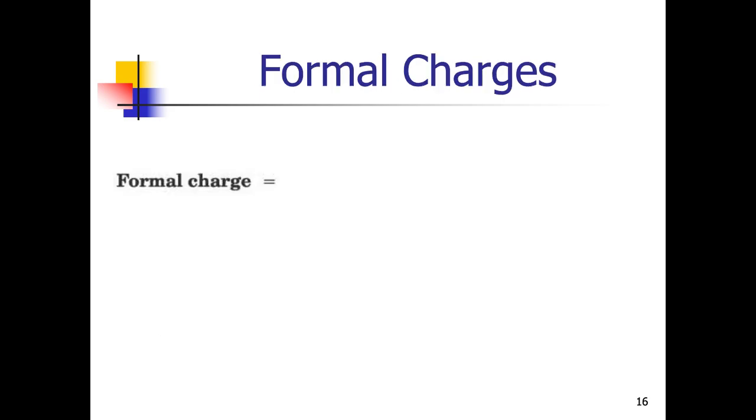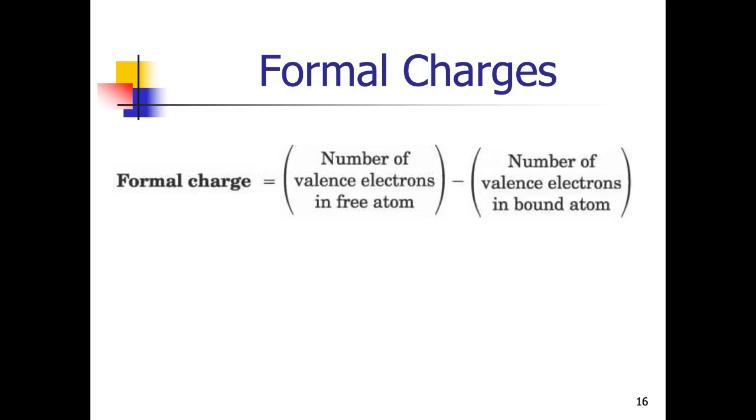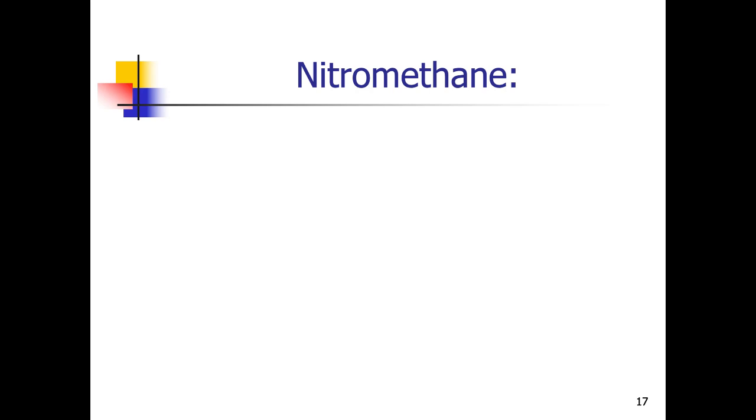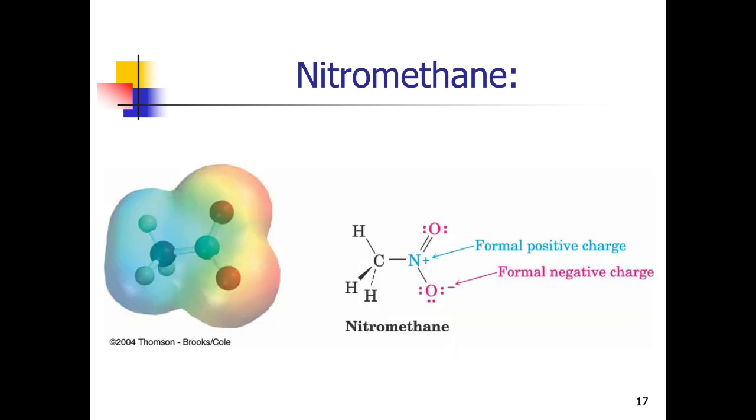Formal charge equals the number of valence electrons in the free atom minus the number of valence electrons in the bound atom. This equals the number of valence electrons minus half of the bonding electrons minus the number of non-bonding electrons. In the nitromethane molecule, there is a formal positive charge on the nitrogen atom and a formal negative charge on an oxygen atom.